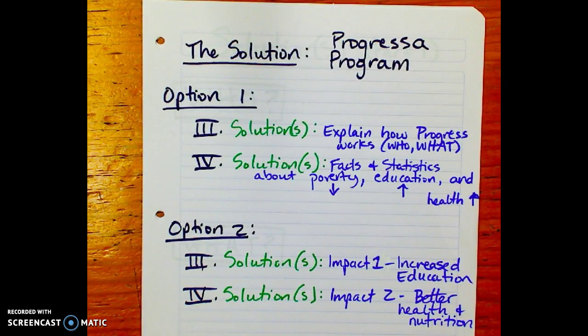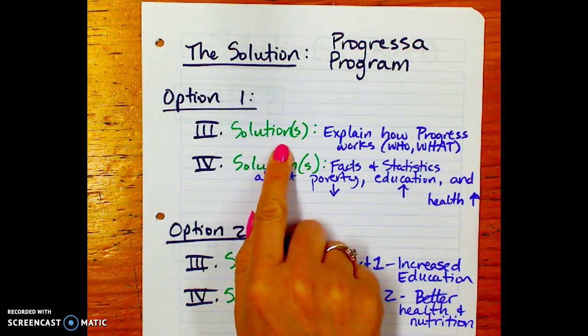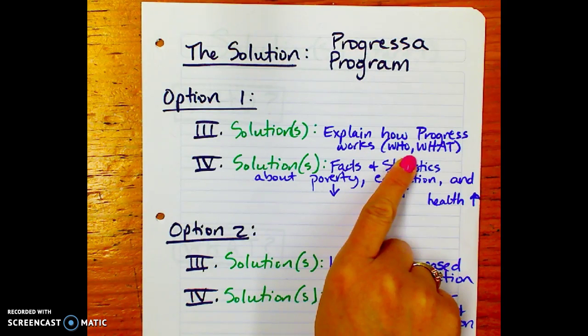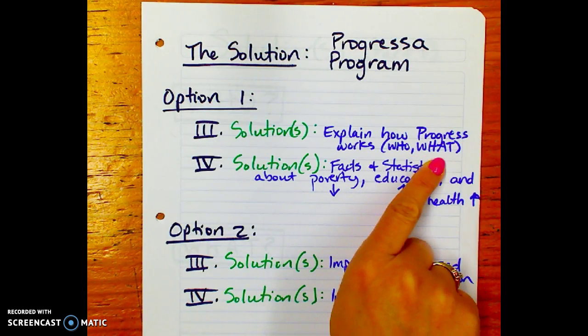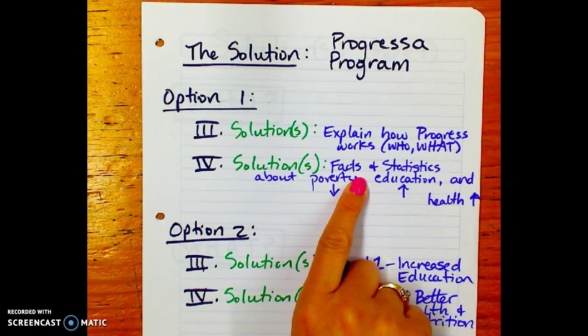Okay, the solution, the Progresa program. I can try this. I can explain how Progresa works. Who does it serve? How does it serve? Or what does it do to serve those families? And then I can just explain the impact that it has with facts and statistics.